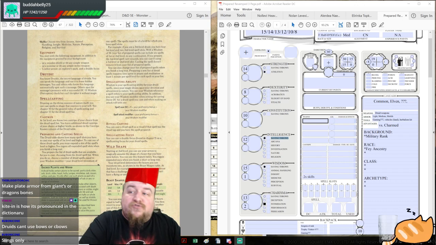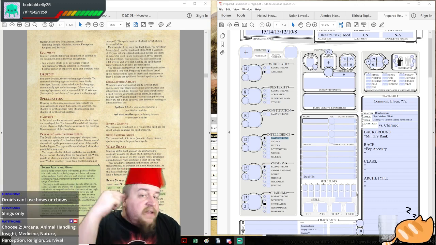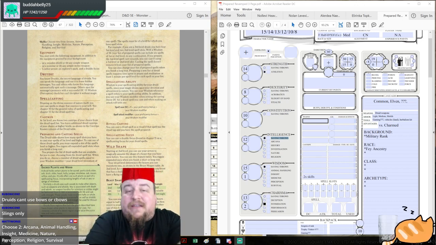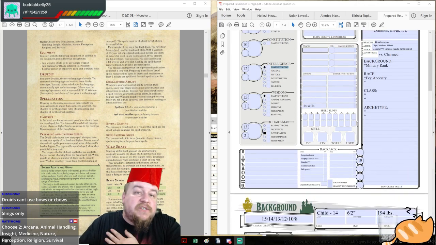Now we need to choose our druid skills. Arcana, animal handling, insight, medicine, nature, perception, religion, and survival. All right. We need to look at her class, her personality especially. Don't pretend like we have our scores assigned yet. We don't really. We have placeholders. Who is she? Let's pick skills based on who she is as a person, right?